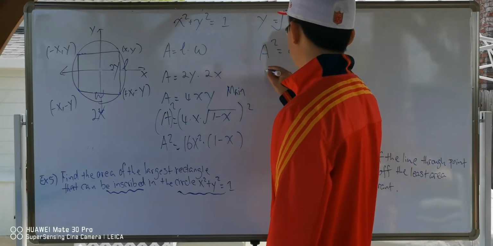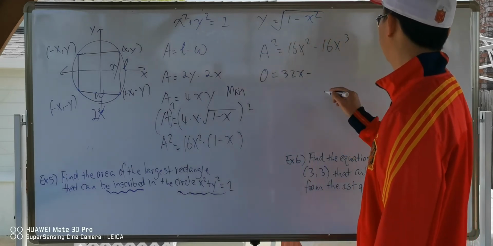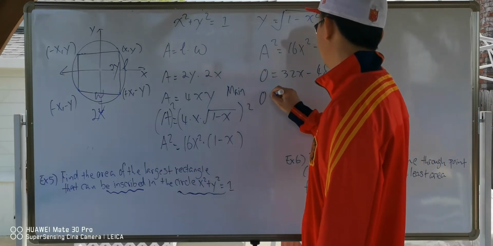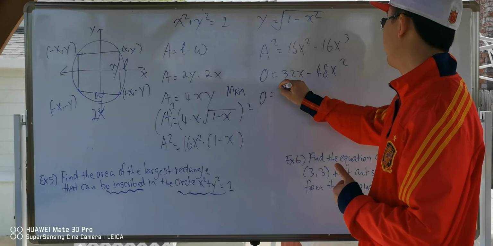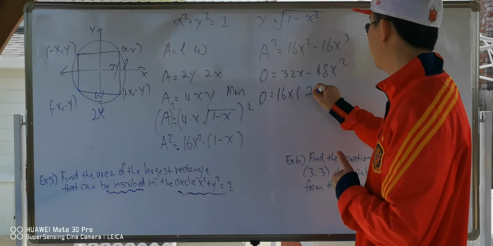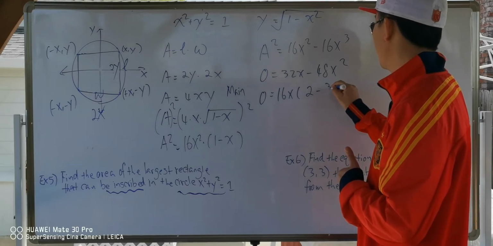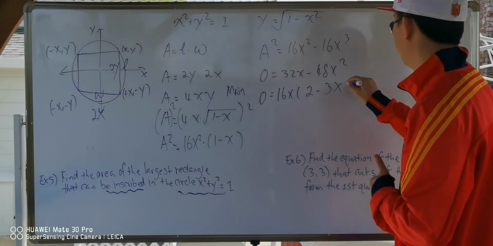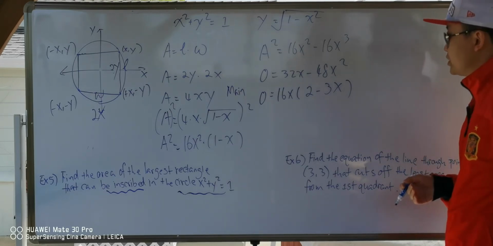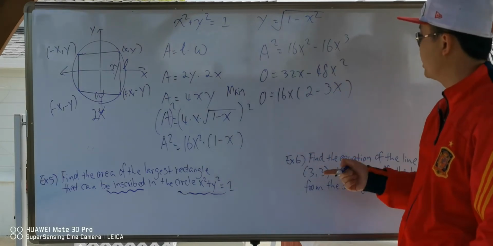After you differentiate, we have 0 equals 32x minus 64x cubed, and then solve for x. We take out the greatest common factor, 16x, so we have 2 minus 3x. And from here, you want to solve for x. Okay, just want to check one thing real quick. Greatest common factor 16x, so we have 2 minus 3x.